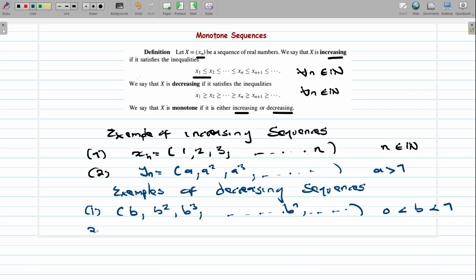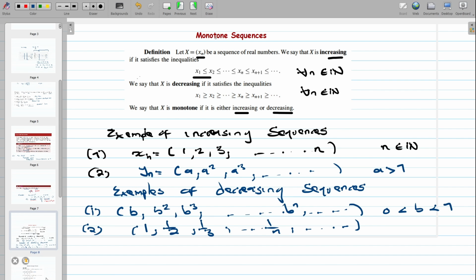Another example of a decreasing sequence is the sequence where maybe here we have 1, and then 1 divided by 2, and then 1 divided by 3, and then maybe we have 1 divided by n here, and maybe we keep on going like so. So this is another example of a decreasing sequence.